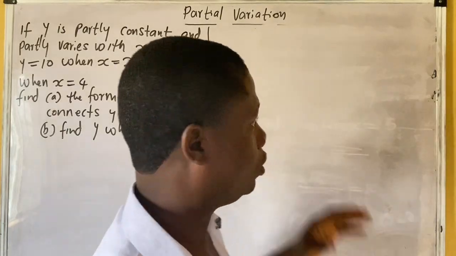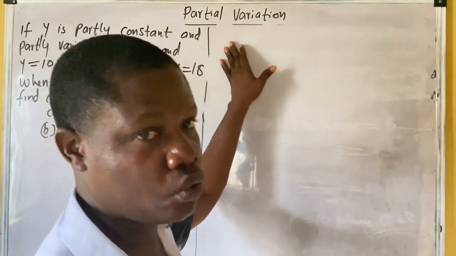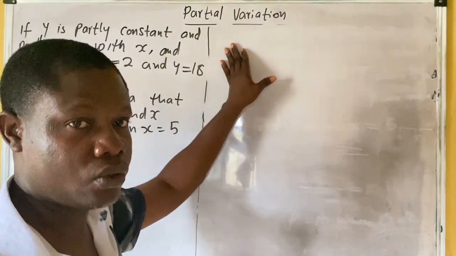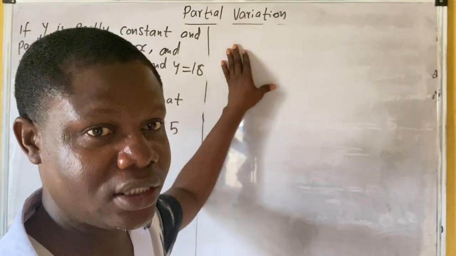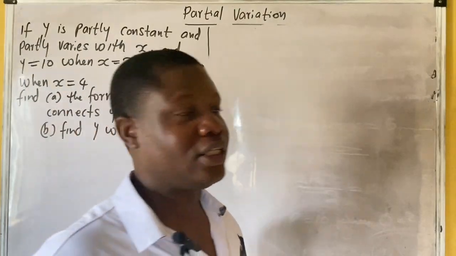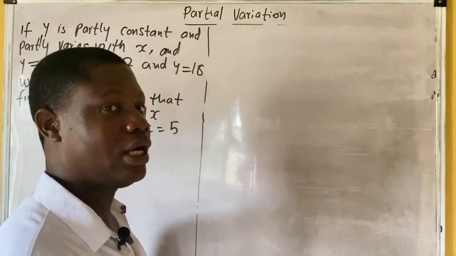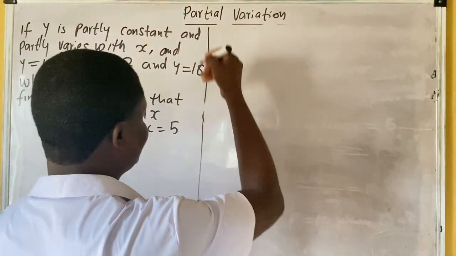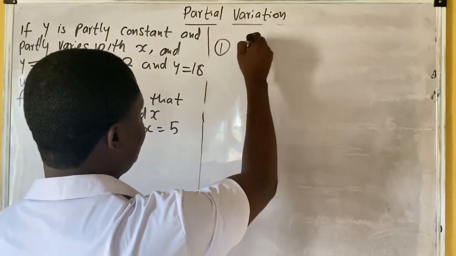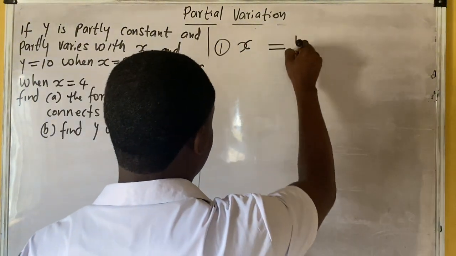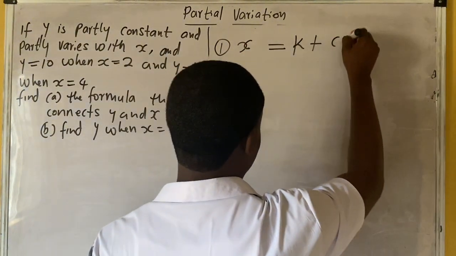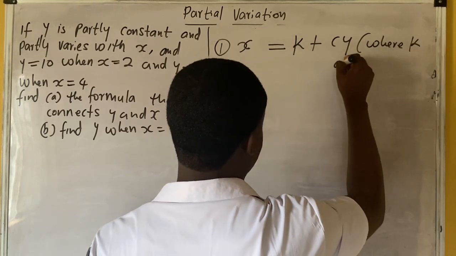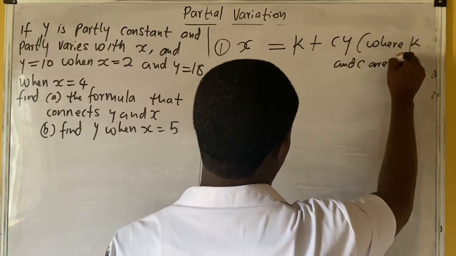Under partial variation, a quantity relates with two quantities in two parts. Now, there are 2 points we must note under partial variation, and this is where students get it wrong. If you are told that a quantity is constant and partly varies with another quantity, let's assume that the two quantities are x and y. This is what you should have: x is equals to k plus cy, where k and c are constants.